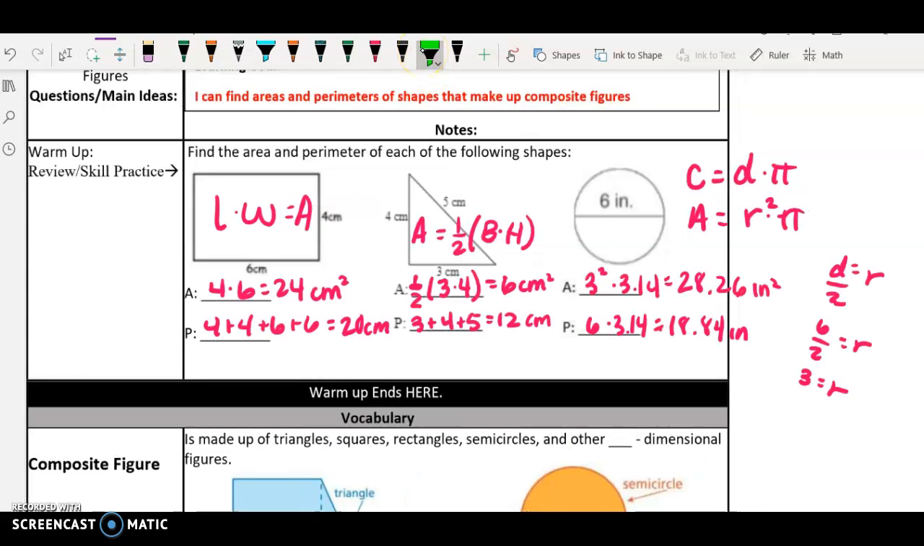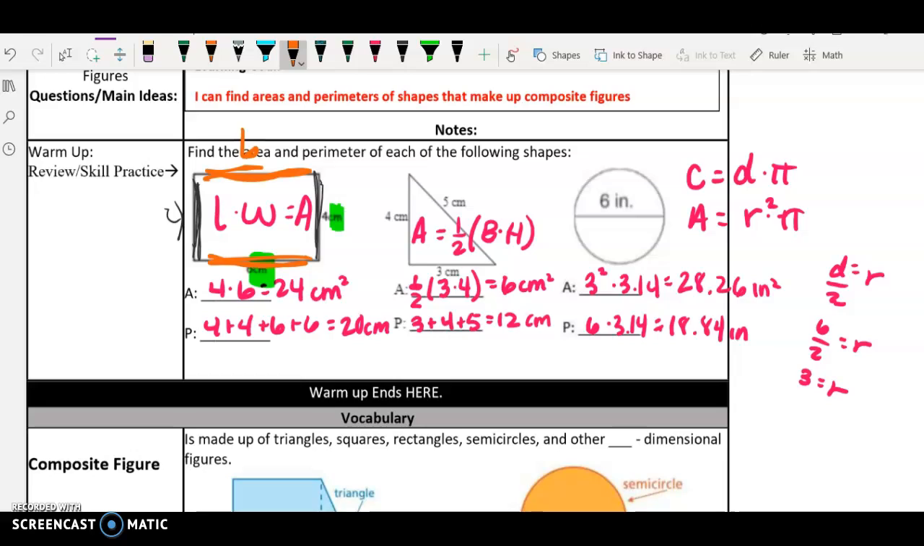Okay, so for the first one, the area is length times width, so that's 4 times 6, and you get 24 centimeters squared, and that centimeters squared just tells you that we found the area. And that's because we multiplied 2 centimeters together. That's all that is. Perimeter is adding up all the sides, and so if this side is 4, that means this side is also 4. And if this bottom is 6, that means the top is also 6. So 4 plus 4 plus 6 plus 6 equals 20 centimeters.